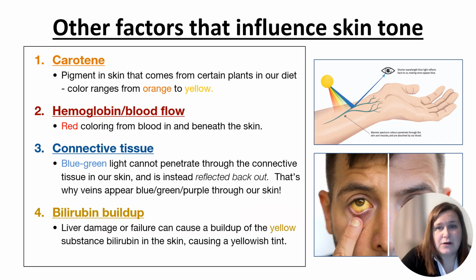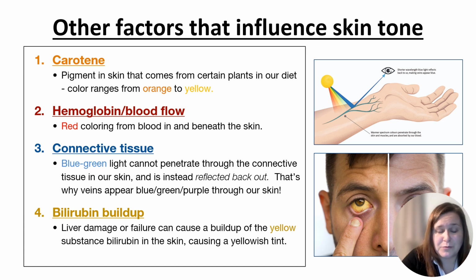So here are some other factors that can influence skin tone. Carotene is a pigment found in skin that comes from certain plants in our diet. The color is going to range from orange to yellow. We're also going to have hemoglobin. Hemoglobin attaches oxygen to your red blood cells. So the red coloring from blood that is in and beneath the skin is going to come from that hemoglobin. We can also have connective tissue that can influence our skin tone. Blue-green light cannot penetrate through the connective tissue in our skin, and it is instead reflected back out. That's why veins are going to appear blue, green, purple, colors like that through our skin.